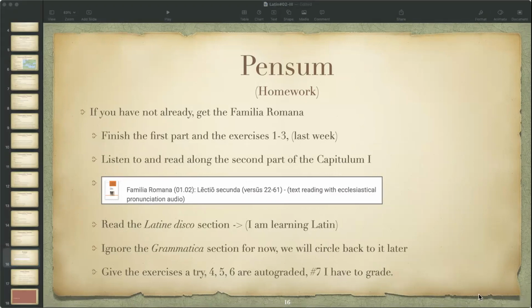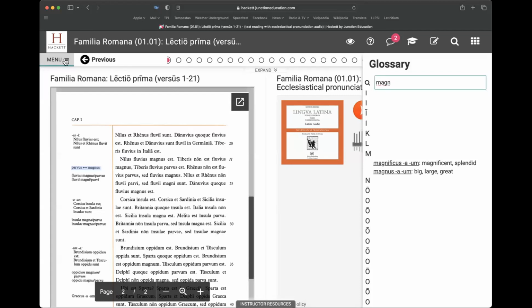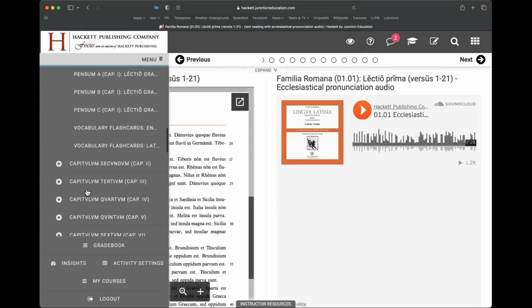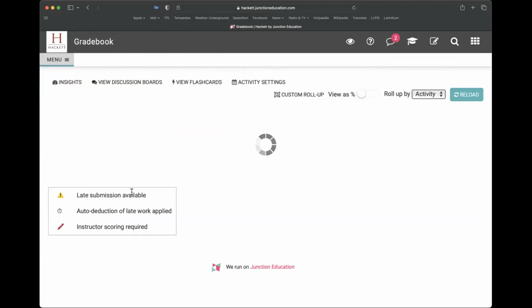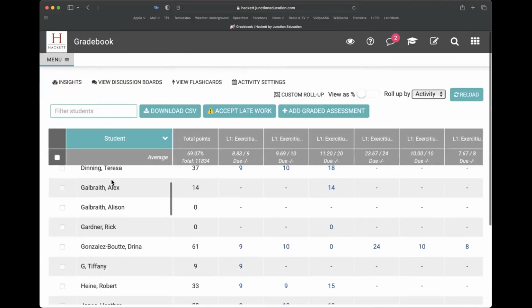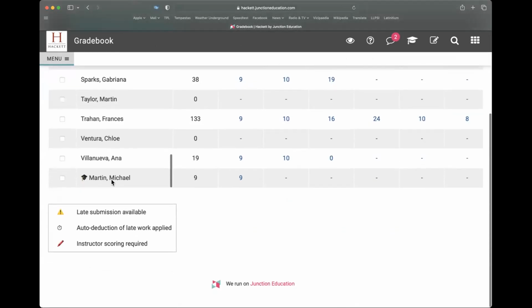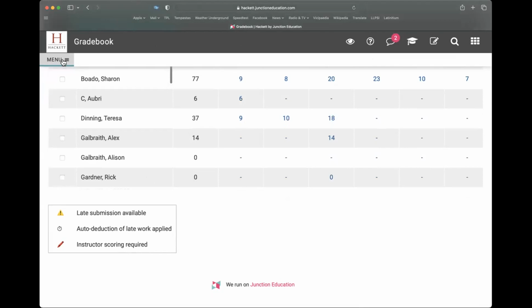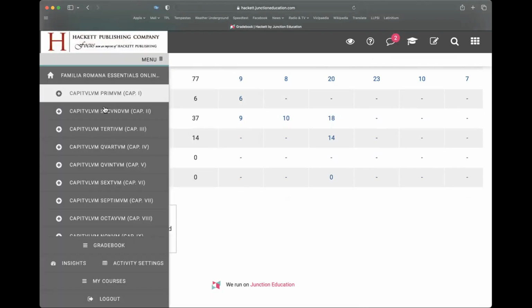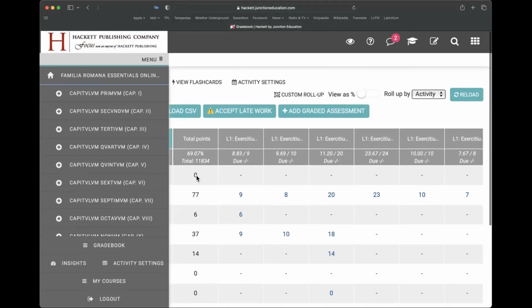Let me just mention something. I can go over here and I can see all of the students, those who have done their homework and those that haven't. There's a few people that are not on this list who said they were going to join us, but apparently they haven't.